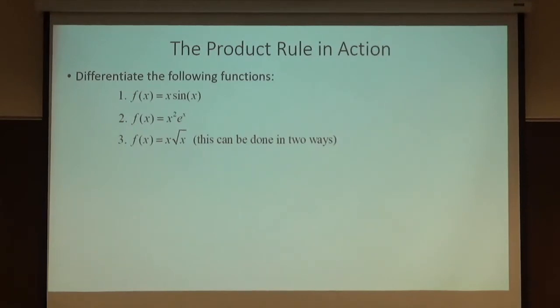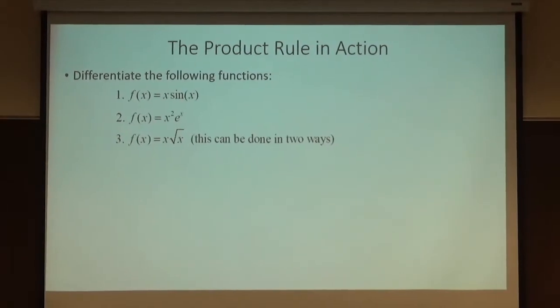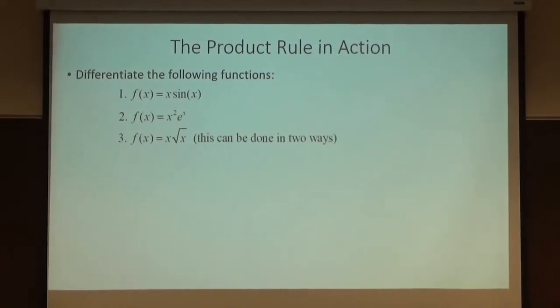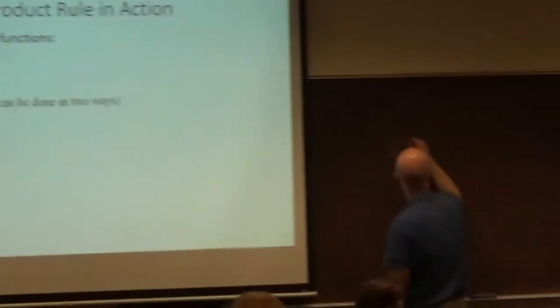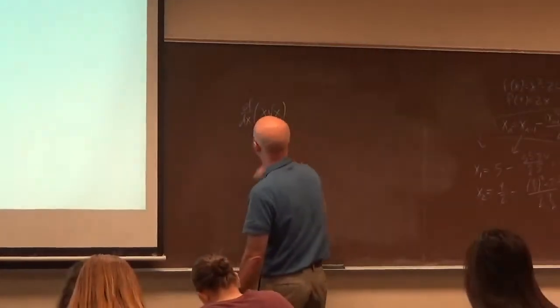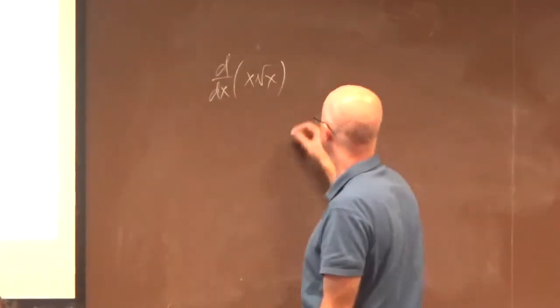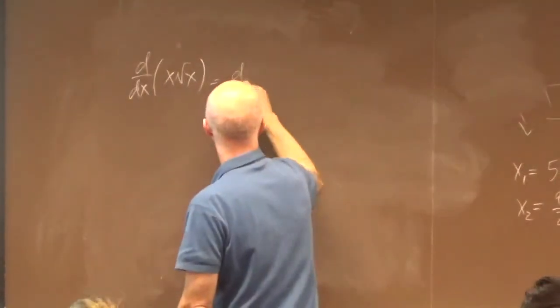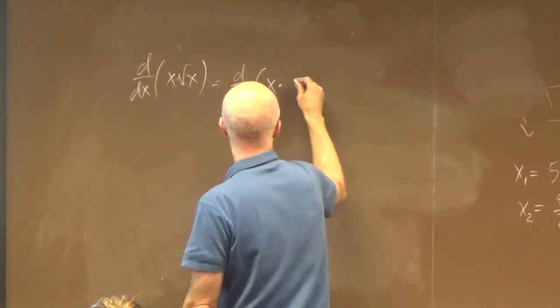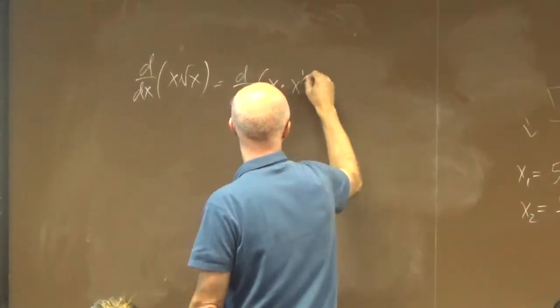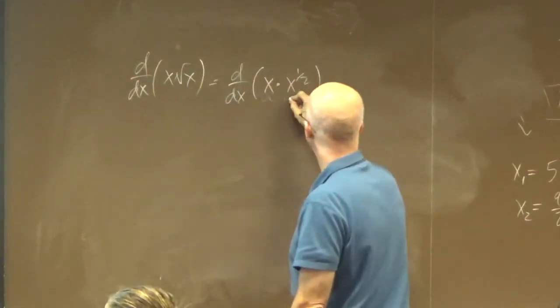Well, maybe I should do the third example first. Take the derivative with respect to x of x times square root of x. This can be done in two ways. What's the way to do it with the product rule? Well, first of all, realize the square root of x is x to the 1/2. We do have the product of two functions here.